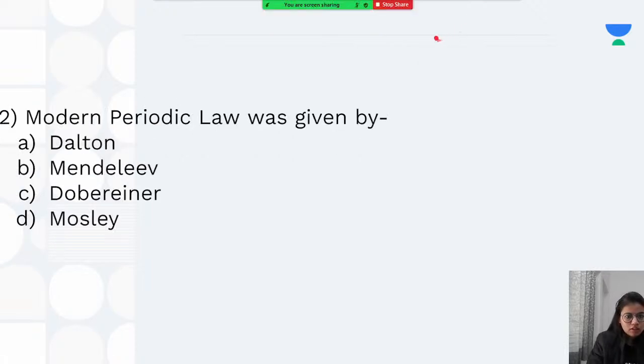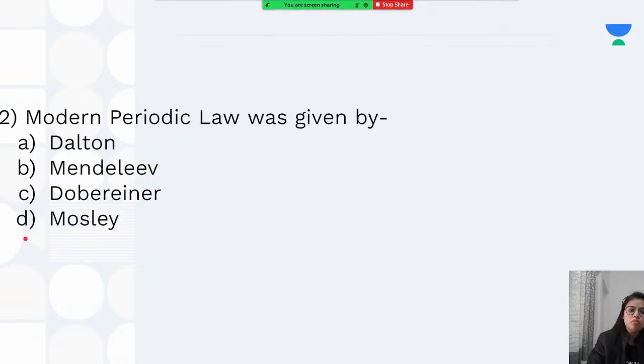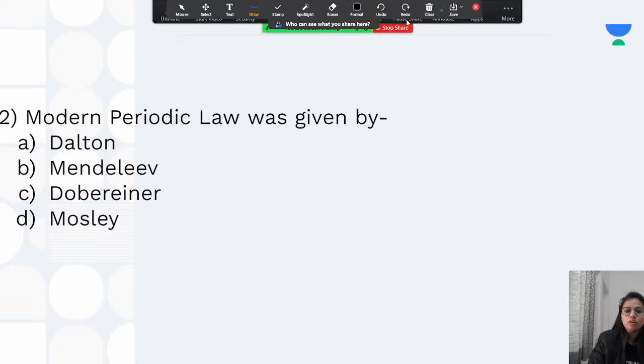Next, the modern periodic law, it was given by Dalton, no; Mendeleev, no; Dobereiner, no; Moseley. So Moseley was the scientist who gave the modern periodic law. Okay, so this will be our correct answer.